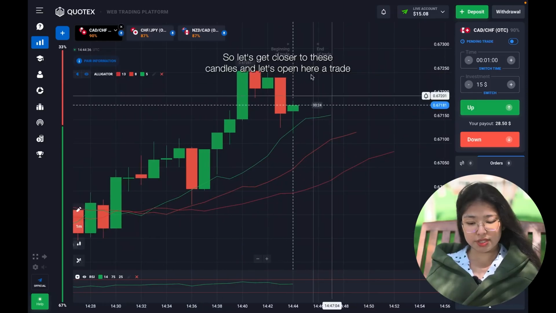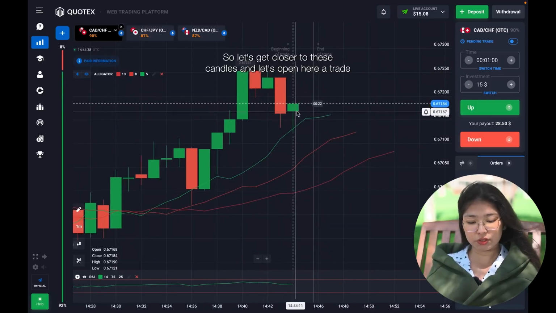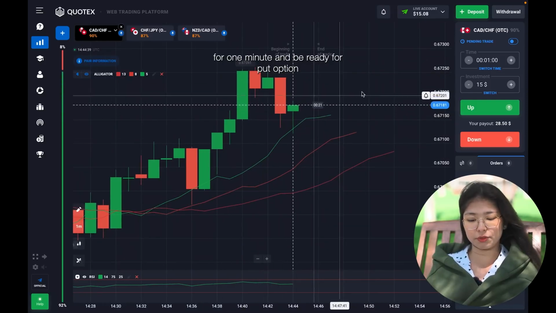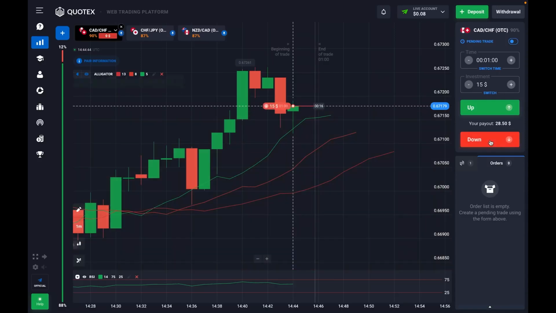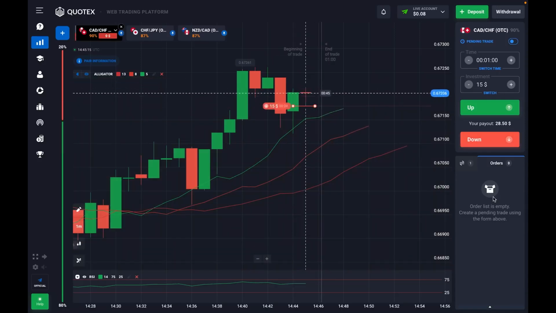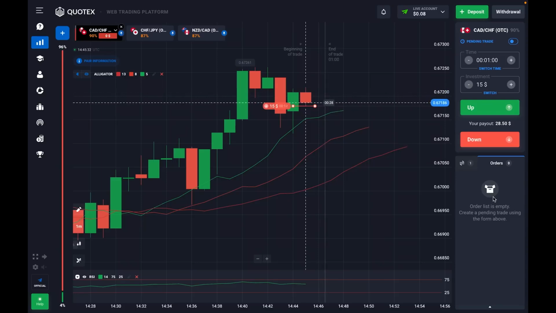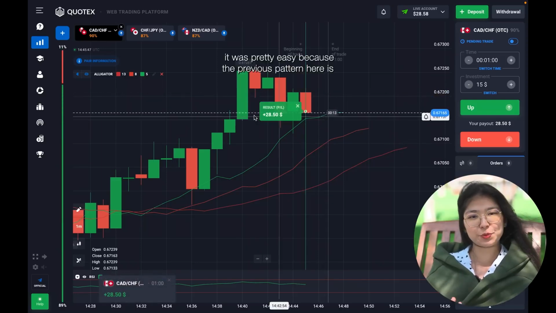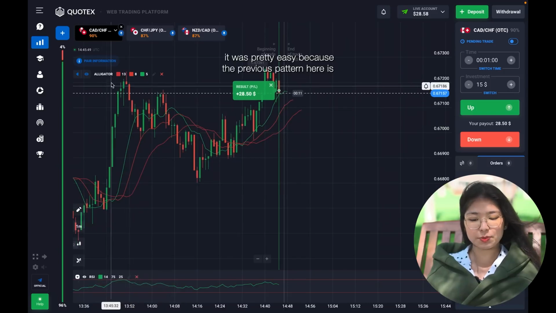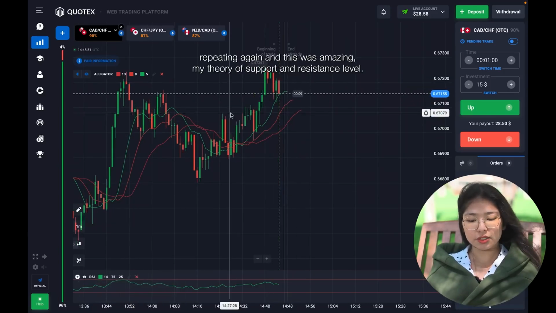So let's get closer to these candles, and let's open a trade here for 1 minute and be ready for a put option right now. So great again, it was pretty easy because the previous pattern is repeating again, and this was amazing.